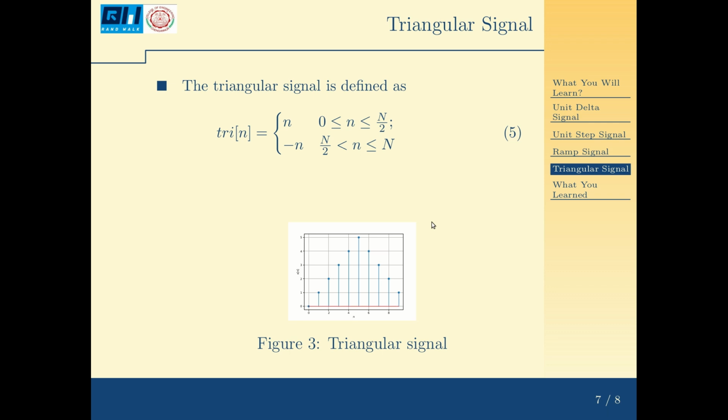Then there is the triangular signal. The triangular signal is defined as tri of n, that is n for 0 less than or equal to n less than N by 2. I assume that capital N is an even number. Or else it is N minus n for N by 2 less than or equal to n less than N. So this increases like this. From 0 to N by 2, it has a positive slope, and from N by 2 to N, it has a negative slope. So you have a triangular signal like this.